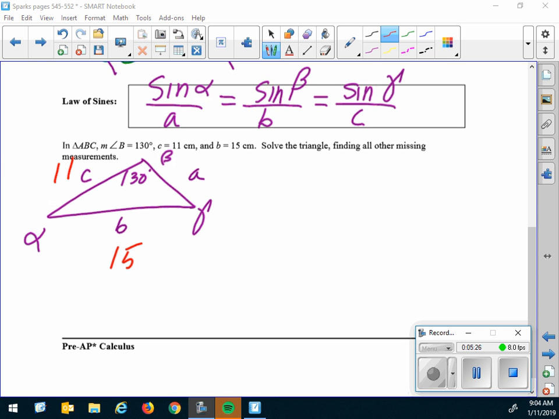You'll notice the law of sines has 3 fractions in it. If I'm going to write an equation, I can only use 2 of those fractions. And I have to look at the triangle I'm given to decide which of those 2 fractions I need to use. Why do I need to use sine of beta over b? Because I know both parts.